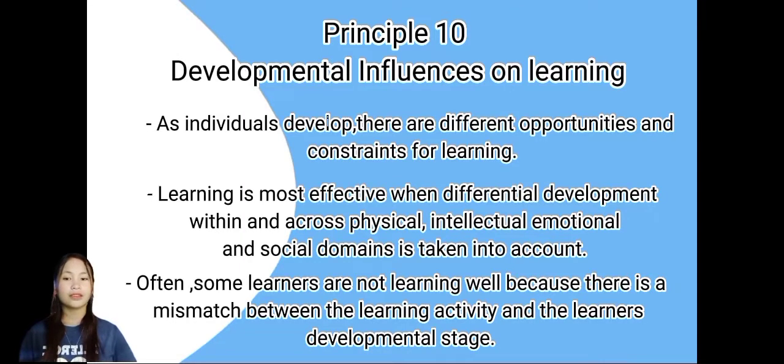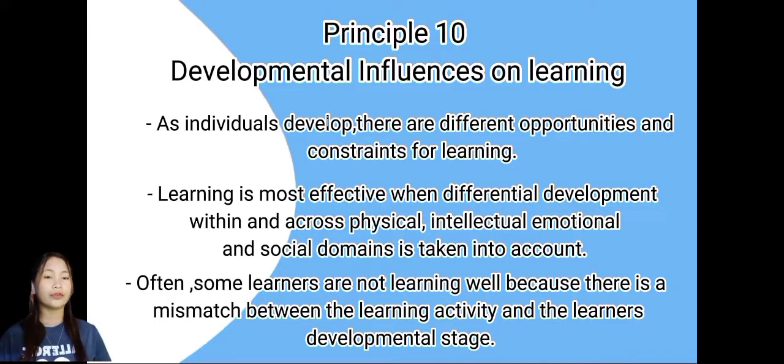Principle 10 is the developmental influences on learning. The first thing is that as individuals develop, there are different opportunities and constraints for learning. So, as we encounter the different kinds of students, di ba? Makikita natin yung iba't ibang strength and weaknesses na meron sila, or the opportunities and constraints na meron ng bawat estudyante. Then, learning is most effective when differential development within and across physical, intellectual, emotional, and social domains is taken into account.